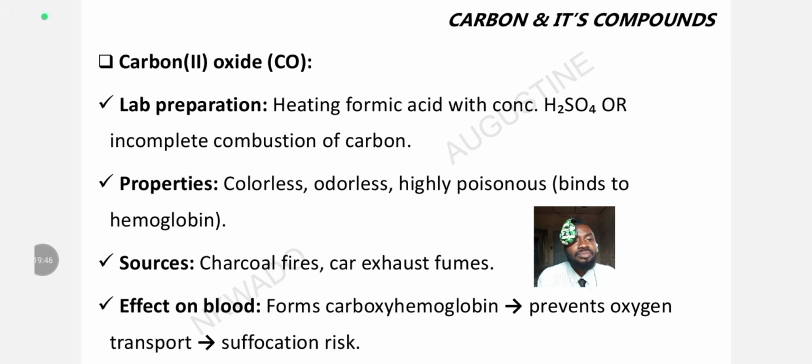When you burn carbon in the presence of sufficient amount of oxygen, it's going to form the higher oxide of carbon, which is carbon 4 oxide. Why does it form the higher oxide of carbon? Because oxygen is sufficient to form higher oxide.